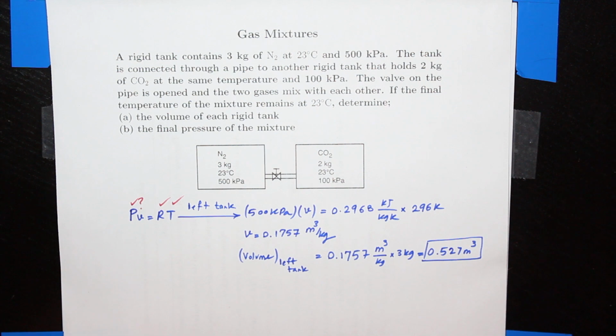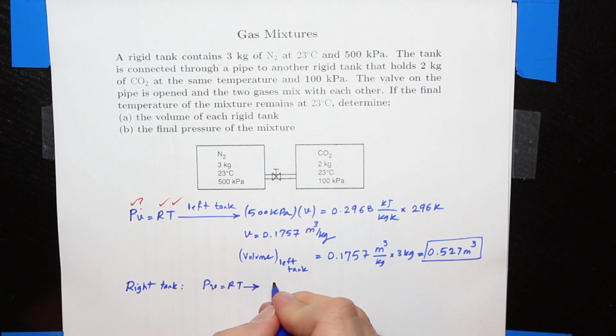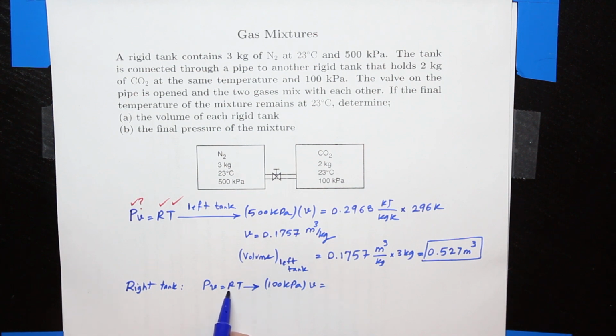Now I do exactly the same thing for the right tank. So for the right tank, I have PV equal to RT. My pressure is 100 kPa. V is the question mark, equal to R. Now this time I have another R value, because these R's are unique for each gas, right? This is different from RU. RU is a constant number, but R is different. You know where it comes from. It comes from table A1.